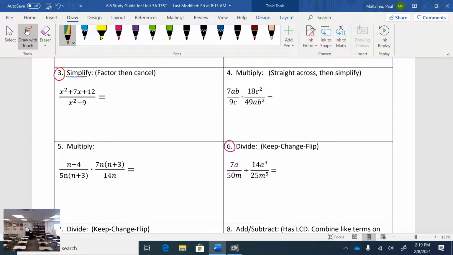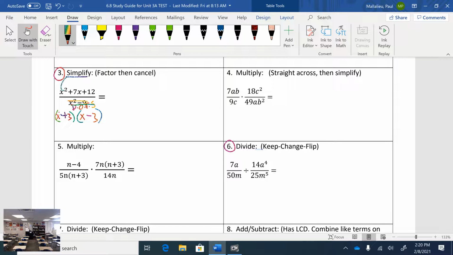Number 3 is a simplify problem. With the simplify problems, we look to see what type of factoring we need to do or what numbers can be reduced and kind of go from there. So hopefully we see the denominator has two terms that are both perfect squares. So we're going to have a plus and a minus. Square root of x squared is x. Square root of 9 is 3. So those are our differences of two squares. So we have x plus 3, x minus 3.